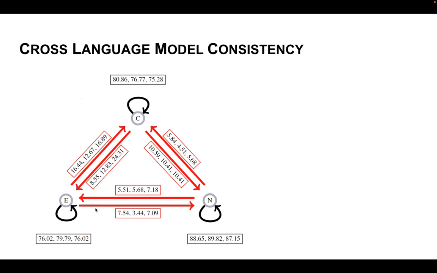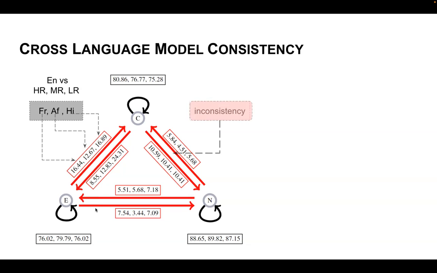We also did a cross language model consistency analysis. What you are seeing in the figure is that each number represents a comparison of English with a high, medium, and low resource language. For high we use French, for medium we use Afrikaans, and for low we use Hindi. And we compare model consistency and inconsistency.